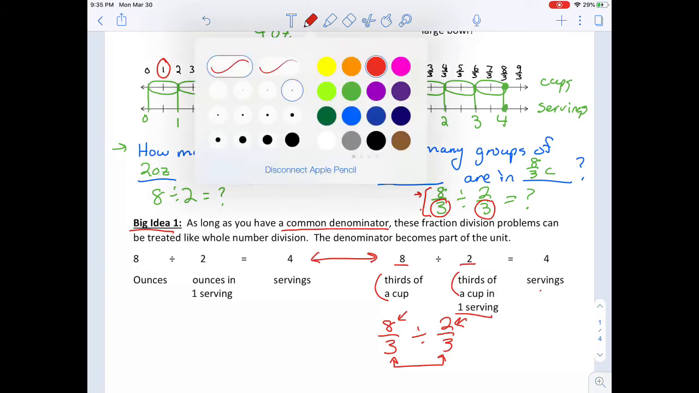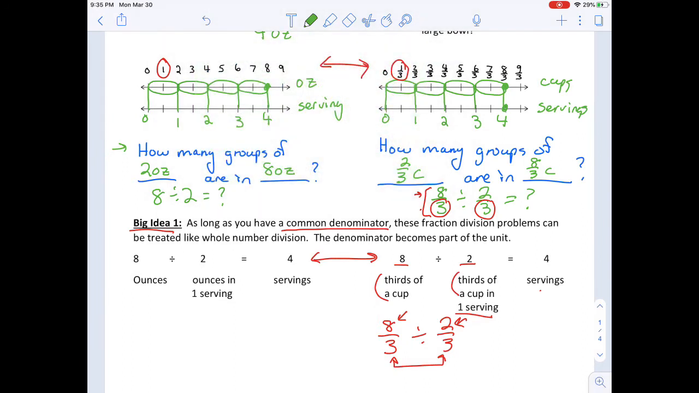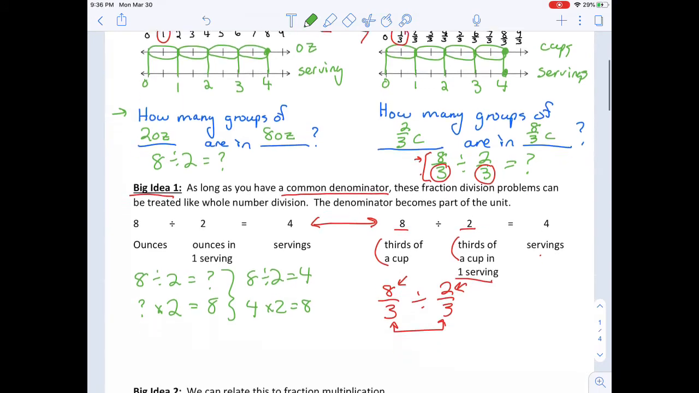With whole number division, I can always check my answer. 8 divided by 2 is some number. I should be able to get the number of servings times 2 ounces in 1 serving is 8. Does that work? 8 divided by 2 is 4. 4 times 2 is 8. We're going to do the same thing with fraction division.